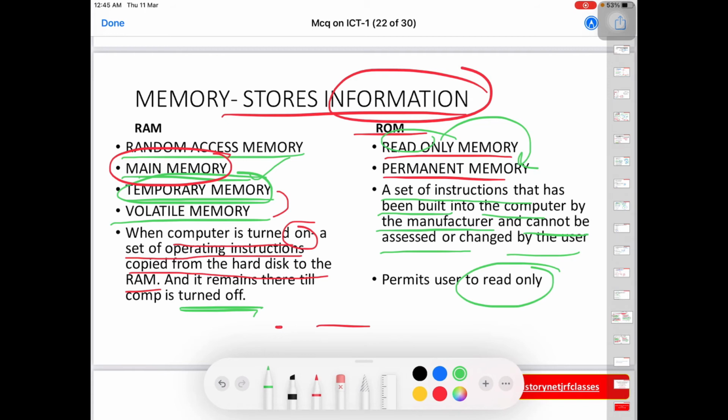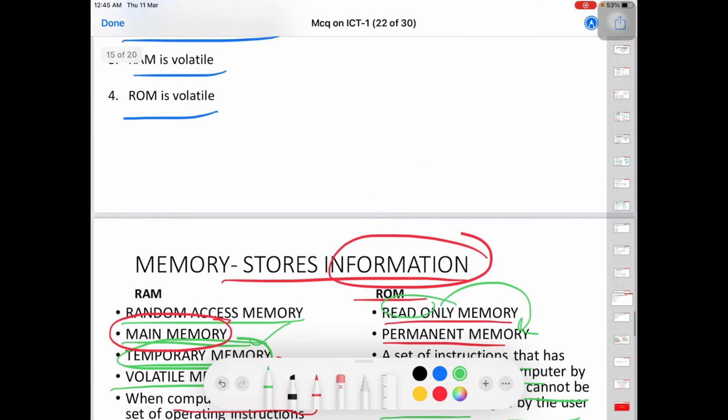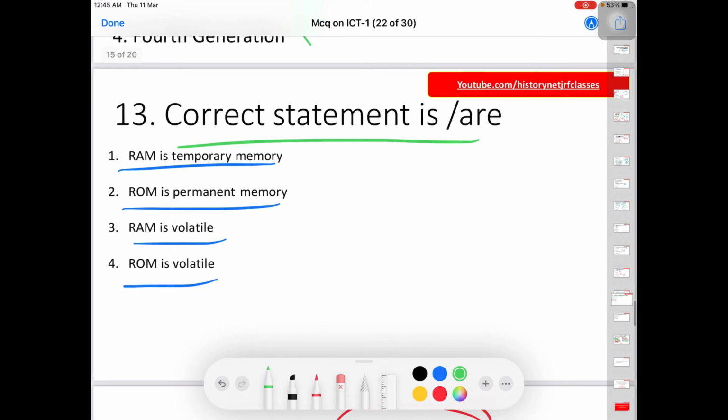Now we will try to answer the question. Okay, so the question was, RAM is temporary memory. It is true that RAM is temporary, and being temporary it is volatile too. So this is also true. Another one is ROM is permanent memory. Yes, it is permanent, you can only read them.